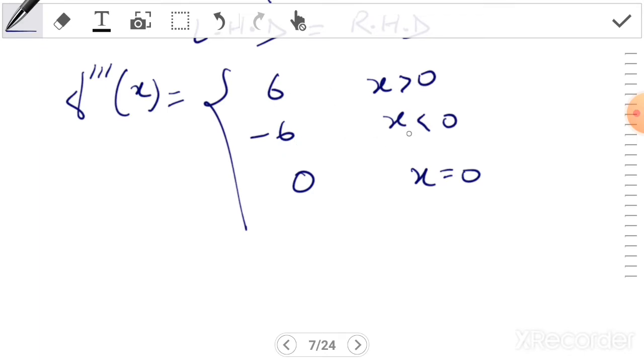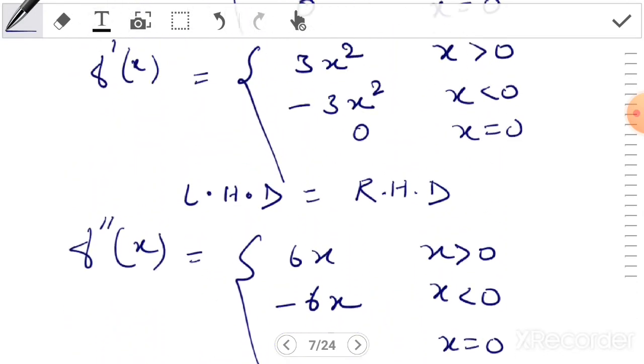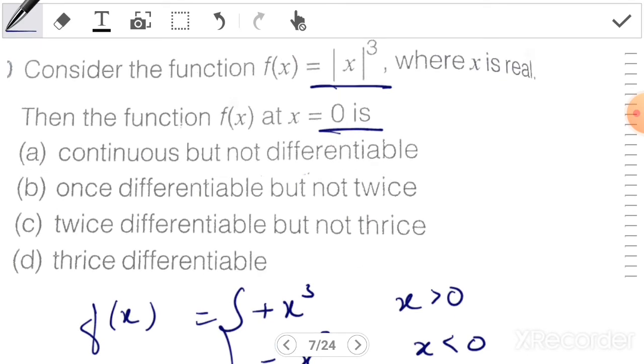As x approaches 0 from the left, it is minus 6, which is not equal to the right hand derivative, which is plus 6. So the third order differentiation is not defined. That means this function is twice differentiable but not thrice. So C is the right answer.